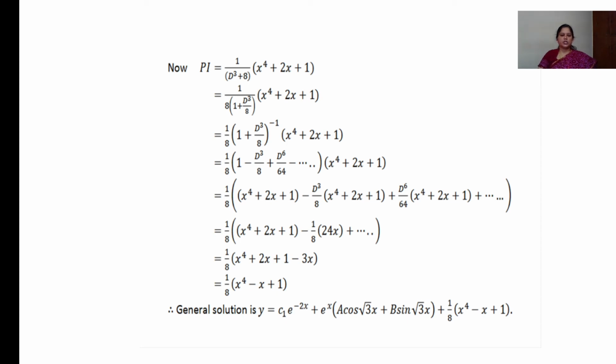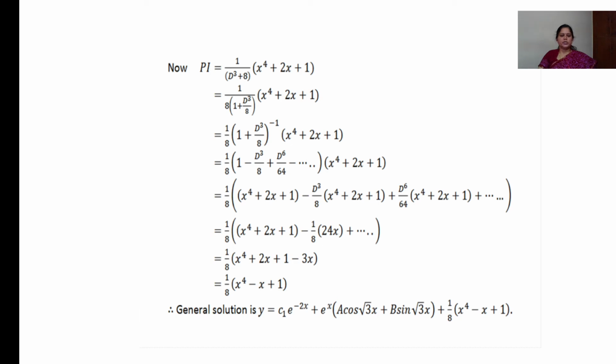So the first term is x to the power 4 plus 2x plus 1, minus 1 by 8. If you differentiate x to the power 4 plus 2x plus 1 three times, we'll get 24x. So that's why the second term is 1 by 8 into 24x we are taking. So now we have to simplify all this value. So we are getting PI is equal to 1 by 8 into x to the power 4 minus x plus 1.